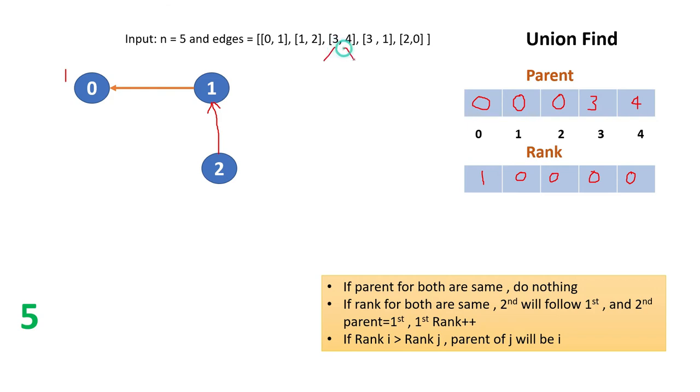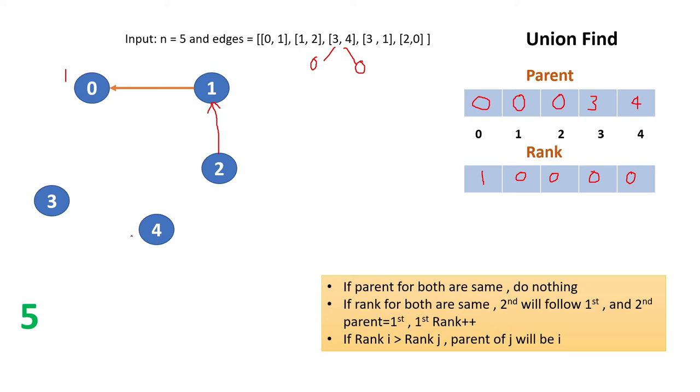For 3 and 4 we have to check their rank. For 3, who is the parent? 3. And the rank of 3 is 0. For 4 the parent is 4 and the rank is 0. So both of their ranks are 0. As both ranks are 0, what can we do? The second can follow the first one.